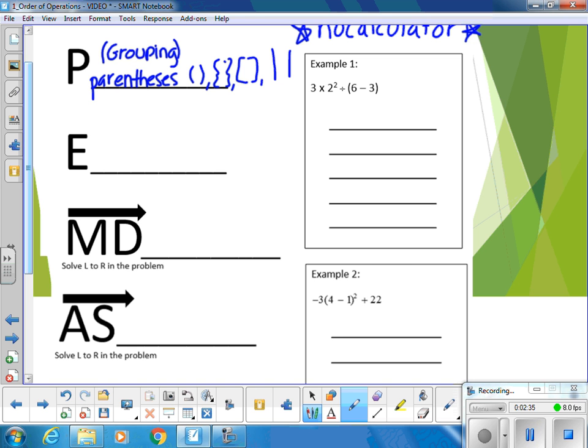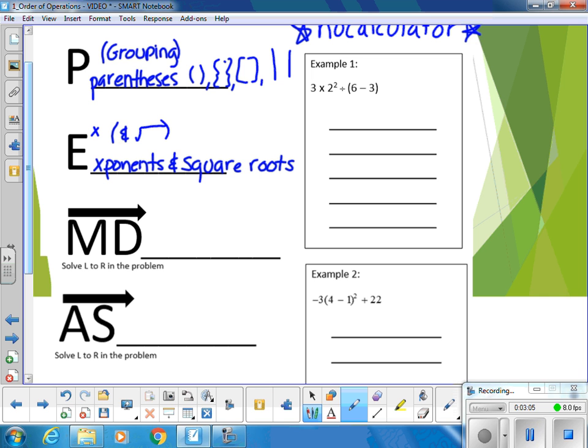All right, our second step is to solve all exponents and square roots. So that's exponents. So remember, square roots are the opposite or the undoing of an exponent, or undoing of a square. So that's why we do square roots along with exponents.